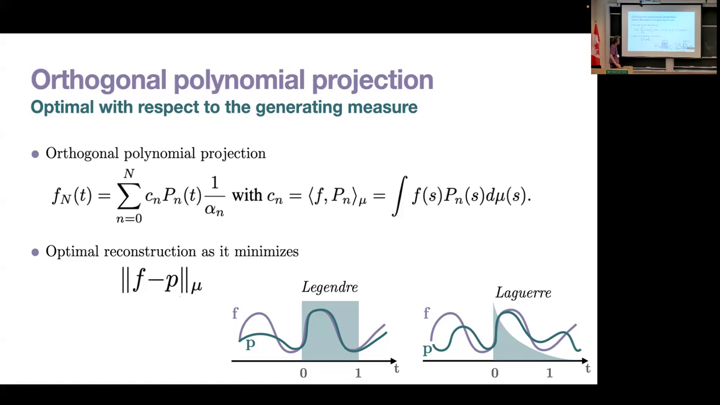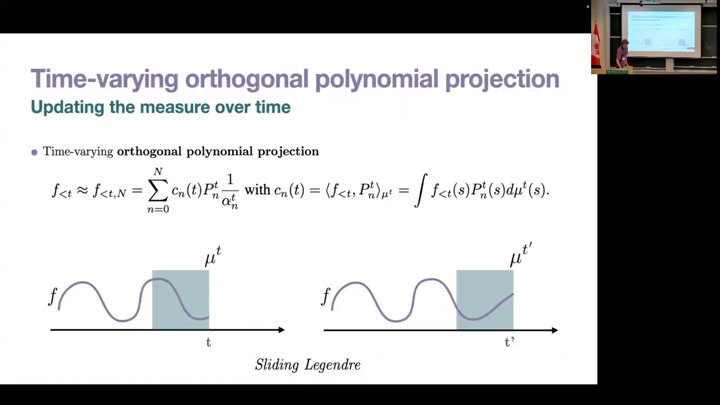That's all good, but what we would like to do, and what was developed in the Hippo framework, is to update this measure over time. Because as I said, we incorporate information as time goes by, and so we would like not only to remember something between 0 and t, but to have that window sliding over time. This time-varying measure is going to generate time-varying polynomials, which are going to give us a different projection every time.